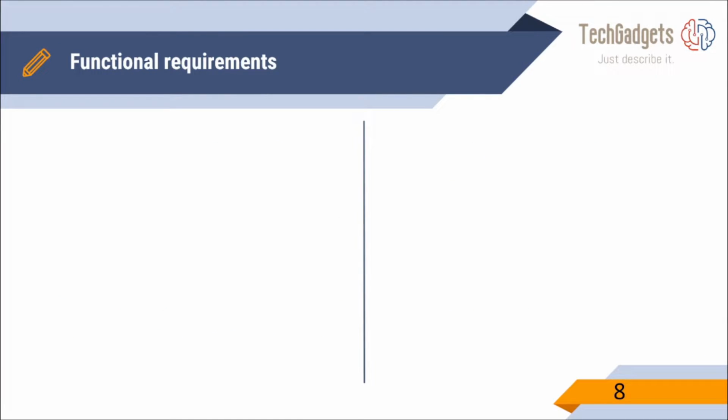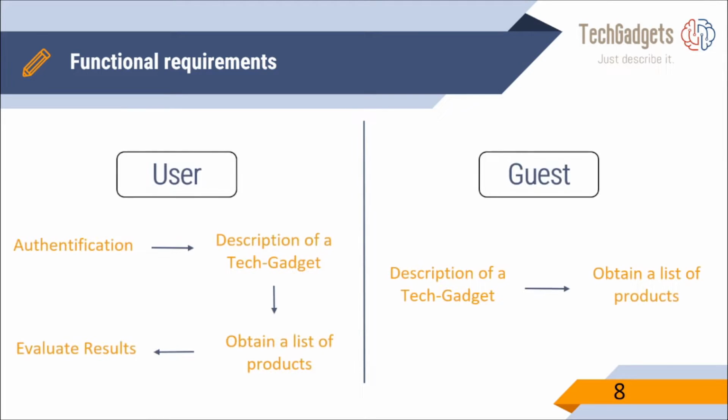Okay, so moving on to the functional requirements, we have two types of users. A guest who can describe what he wants and gets a list of products, and the main user who is subscribed to our service and will get a plus, which is getting personalized recommendations based on his feedback and prior buying history.